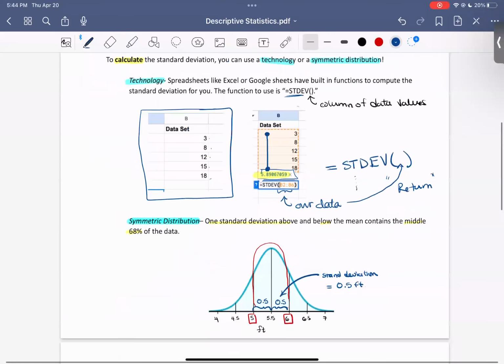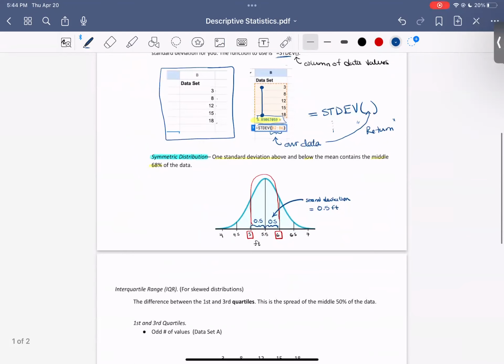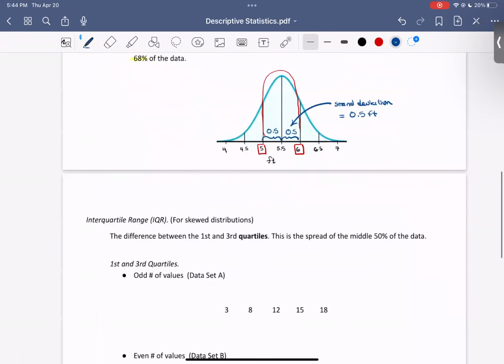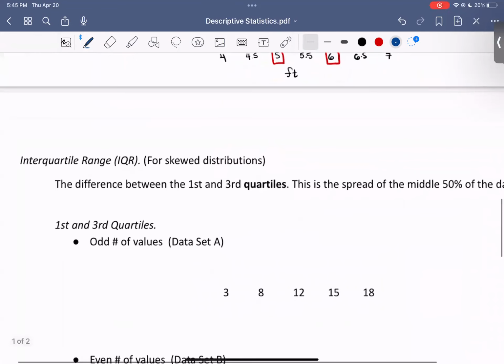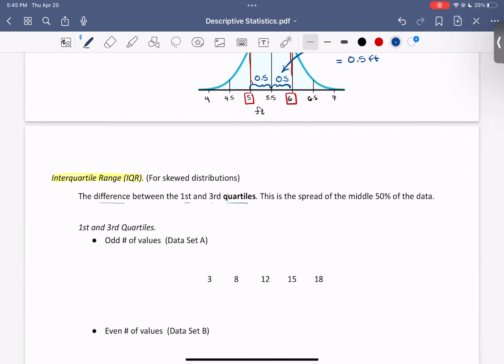So that's a way that we can read off the standard deviation from the symmetric distribution itself. Okay, so now what if our data is not symmetric? What if it's skewed? In that case, to measure the spread, we use something called the interquartile range. What is the interquartile range? Well, the interquartile range is the difference between the first and third quartiles. This distance gives us the spread of the middle 50% of the data.